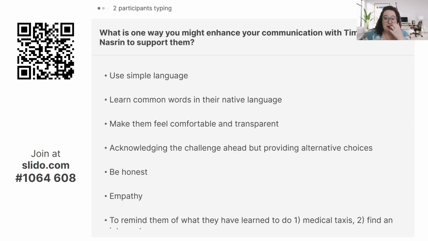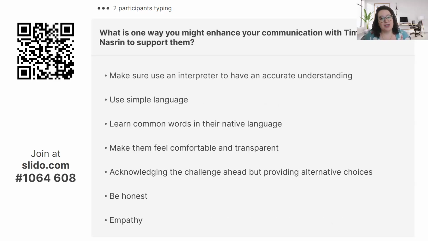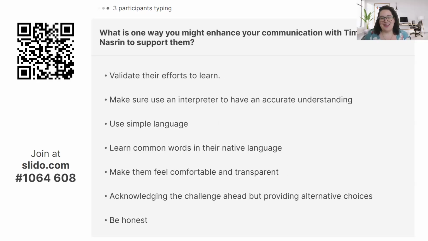I remember a lot of people talked about strengths being able to laugh, so being able to share some joy with them and not only be, goal, goal, goal. Absolutely. Using simple language that can be understood by the interpreter, so they're not feeling, I don't understand what Maya's saying with many $5 words. That's something I learned a lot in newcomer services, to try to use simple, direct language. And using that interpreter to have an accurate understanding and validating their efforts to learn. They're trying to learn. Absolutely.